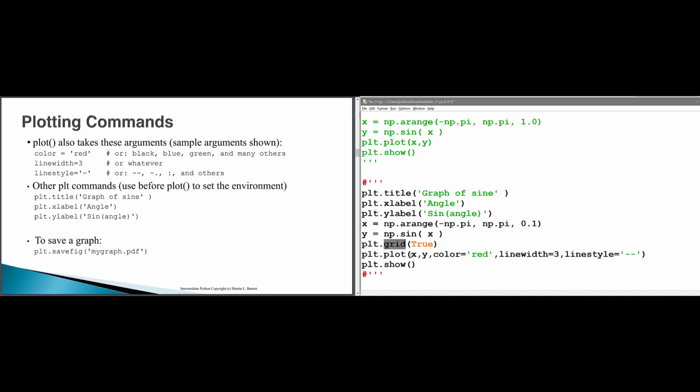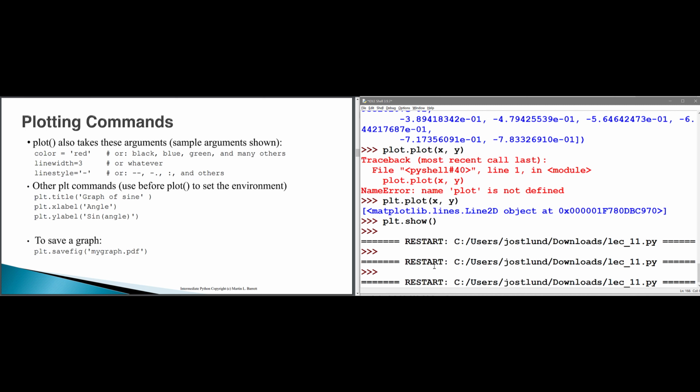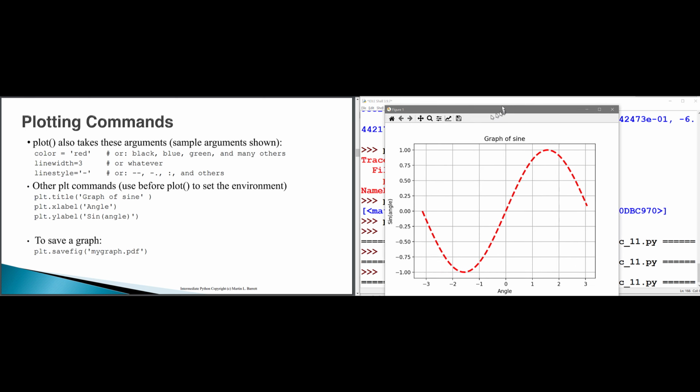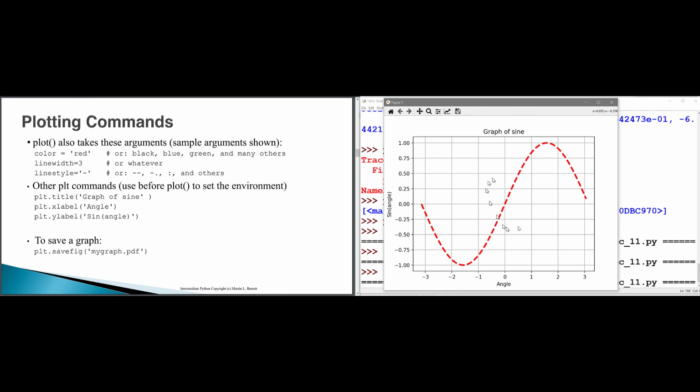And in addition to giving my X and Y arrays, I'm going to say I want this to be a red line. I want it to be 3 pixels thick, and I want it to use dashes instead of a solid line. So with those enhancements, here we go, and wow. Okay, so you can see I've got my grid displayed, I've got my title, I've got my Y label, I've got my X label, and I've got this dashed, thick, red line.